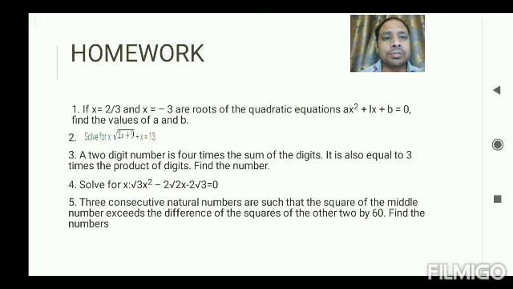Third one, a 2-digit number is 4 times the sum of the digits. If it is also equals to 3 times the product of the digits, then find the number. Fourth one, solve for x, that means you have to find the value of x. It is given that root 3x square minus 2 root 2x minus 2 root 3 equals to 0. And the fifth one is, 3 consecutive natural numbers are such that the square of the middle number exceeds the difference of the squares of the other two by 60.